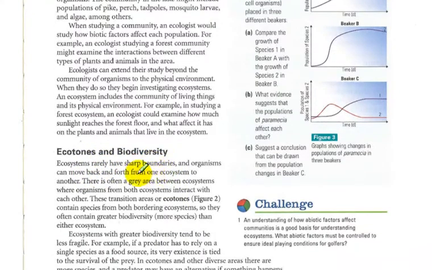Ecotones and Biodiversity. Ecosystems rarely have sharp boundaries. An organism can move back and forth from one ecosystem to another. There's often a gray area between ecosystems where organisms from both ecosystems interact with each other. These transition areas are called ecotones. So those transition areas between types of ecosystems are called ecotones.